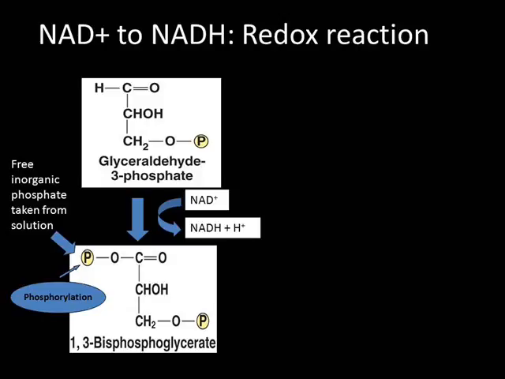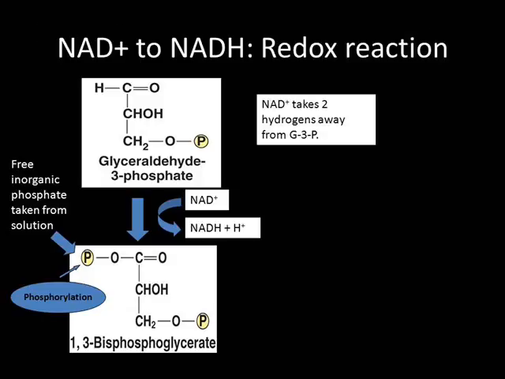So glyceraldehyde 3-phosphate loses electrons, and it loses electrons through the loss of hydrogens. So NAD plus takes 2 hydrogens away from glyceraldehyde 3-phosphate. Now, if we remember in class, we talked about how to remember between oxidation and reduction. We had the saying OIL RIG.